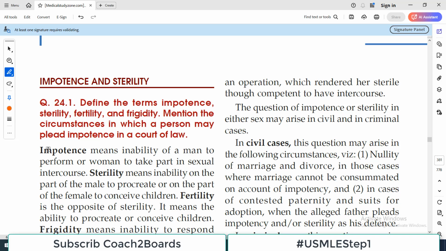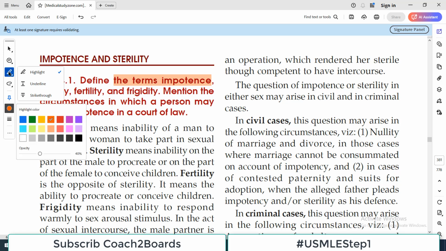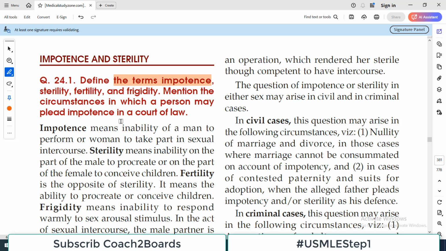The first thing is impotence. Impotence basically means inability of a man to perform, or of a woman, if we talk about females, to take part in sexual intercourse. If you're talking about males, the male is unable to perform the sexual activity, which means the person may have erectile dysfunction, meaning the person will not be able to maintain the erectile position of the penis, and therefore intercourse will be impossible or difficult. So that is impotence for male. And if a female for any reason cannot take part in intercourse, that female is known as an impotent female.